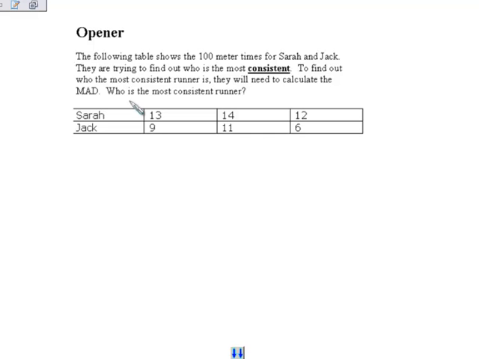To find out who is the most consistent runner, they're going to need to calculate the MAD. Normally in these types of questions, you're not going to be given that. But if you see the word consistent, or who is more consistent, you're going to have to calculate the MAD. So who is the most consistent runner? That's what we're going to try to find. We have two different people, Sarah and Jack, so I'm going to separate Sarah and Jack. Two totally different people. We're going to start with Sarah.